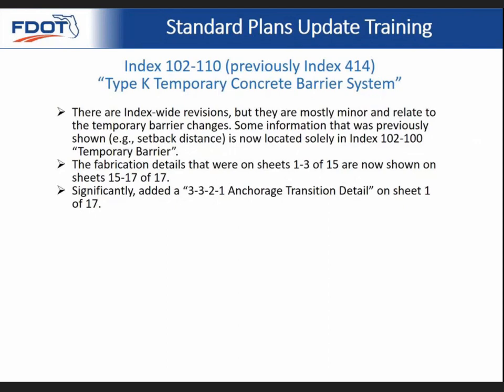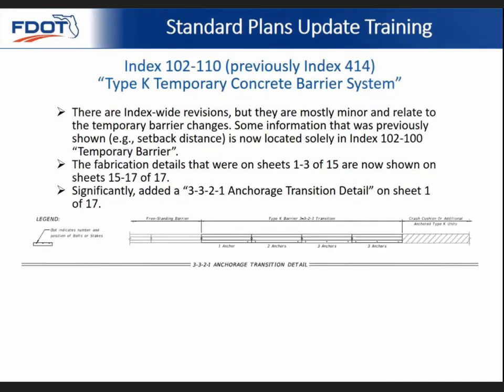As part of that effort, some of the information that was previously shown, like the setback distance, that's now just a reference to 102-100. The fabrication details that were on sheets 1 through 3 of 15 are now shown on sheets 15 through 17 of 17. Probably the most significant change here is that the 3321 anchorage transition detail has been added on sheet 1, and that's shown here below.